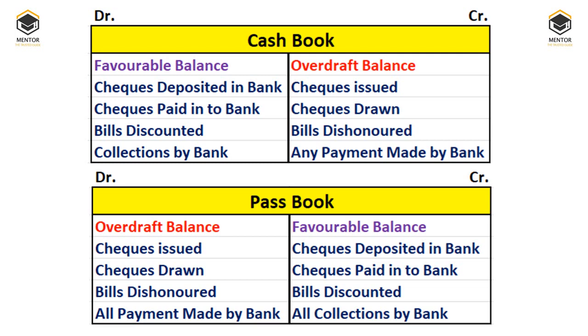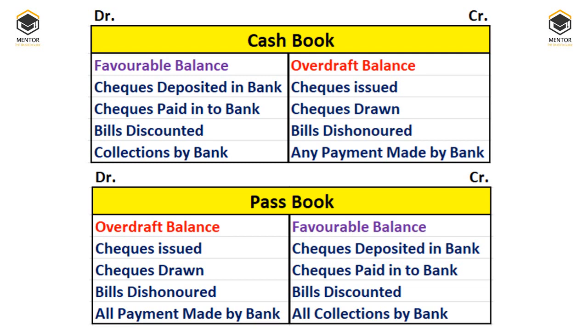So when you see the cash book, if it is a cash book debit balance, that is a favorable balance. If it is a cash book credit balance, it means an overdraft balance, that is, excess withdrawn from the bank, a loan kind of a thing, right? Whenever we deposit cheques, cheques paid into bank, bills discounted, collections made by the bank, all the collections, deposits of cheques and discounting of bills will be debited in the cash book because we are getting the money, whereas all payments of cheques, issue of cheques, dishonor of bills, or any payment made by the bank will be credited in the cash book.